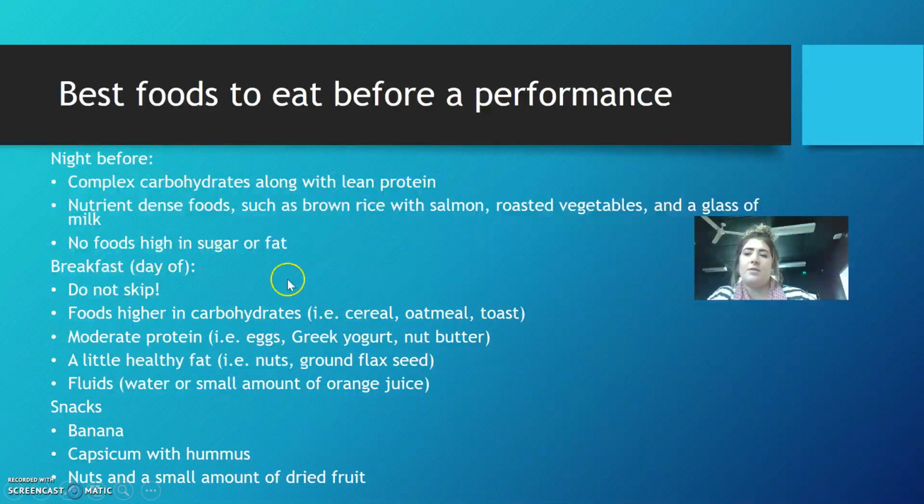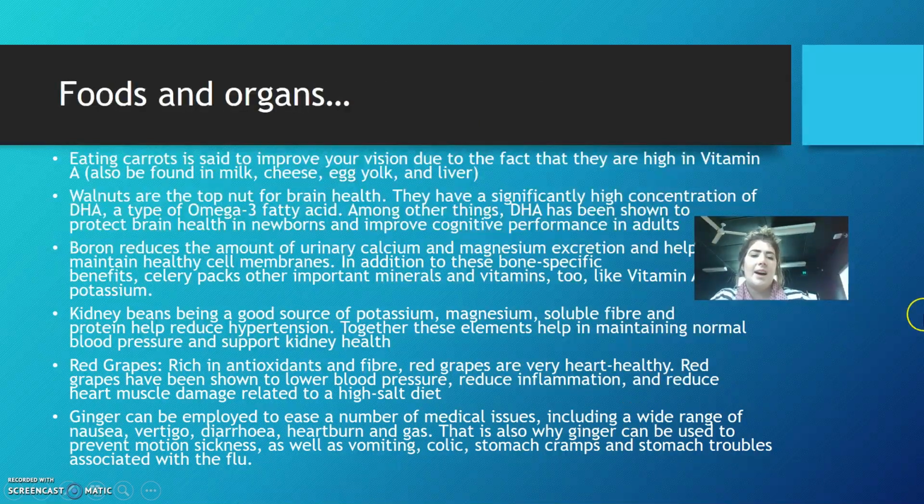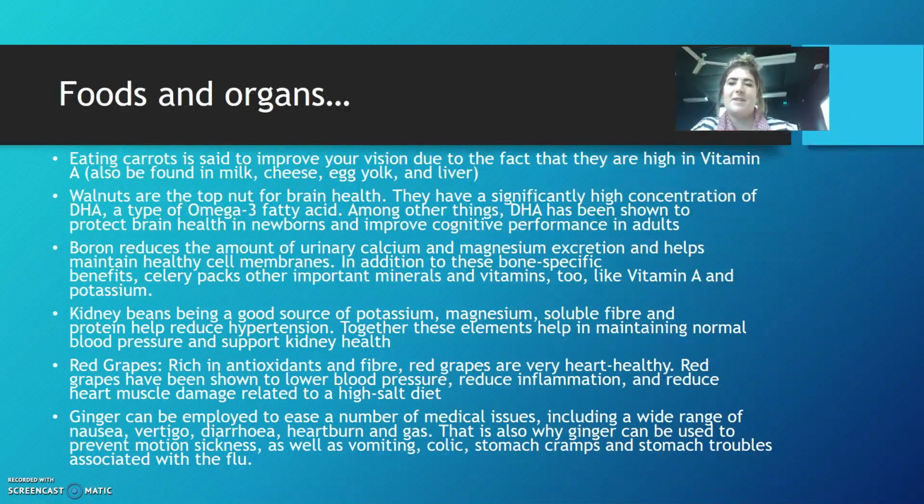Best foods before a performance are going to be some complex carbohydrates along with lean protein. Lots of foods that are really high in good nutrients and nothing that's too high in sugar or fat. Make sure that you don't skip breakfast and try and eat foods that are high in carbohydrate. Make sure you drink some fluids, and make healthy snack choices like bananas or capsicum with hummus or some nuts and dried fruit. This slide is a little bit wordy, but you can have a look.